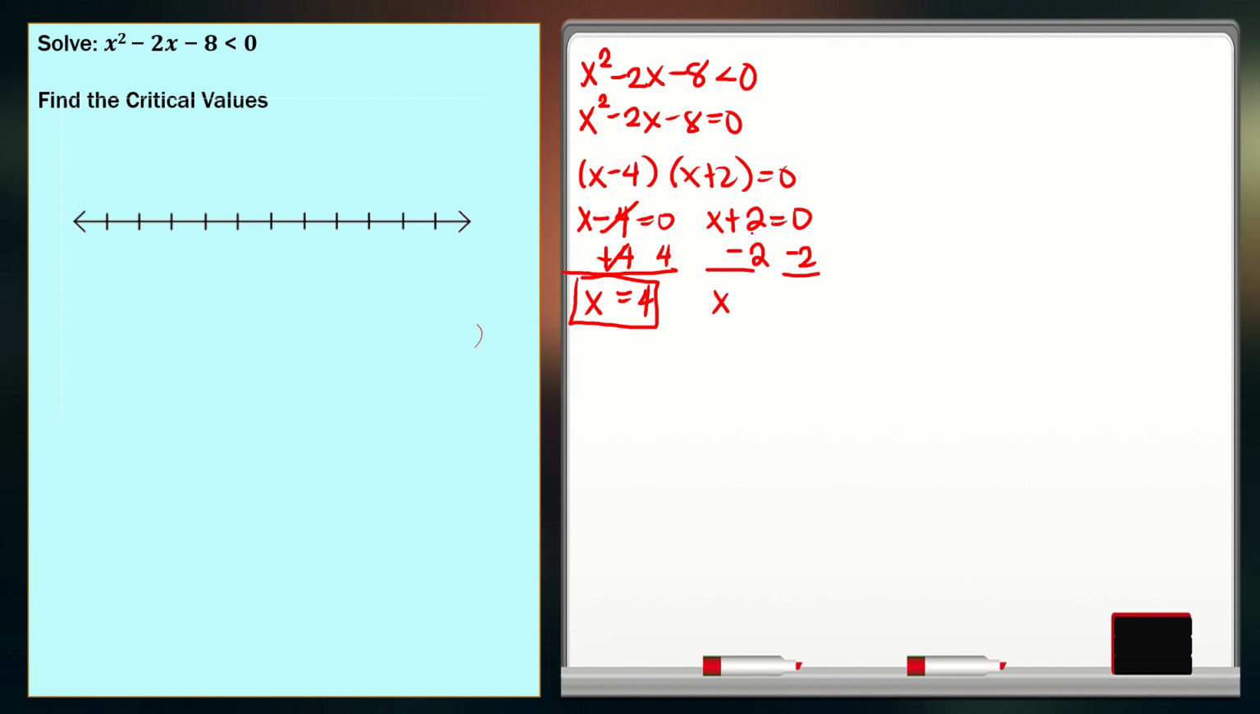So we have x, this is a zero pair, is equal to negative 2. Then we call these critical values, and we will write them on our number line. Take note that we're going to use a hollow circle here since the inequality symbol is less than. So we write first the smaller value.